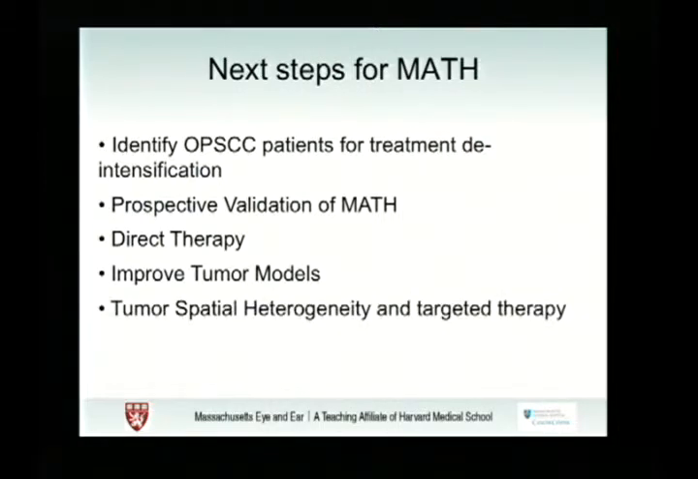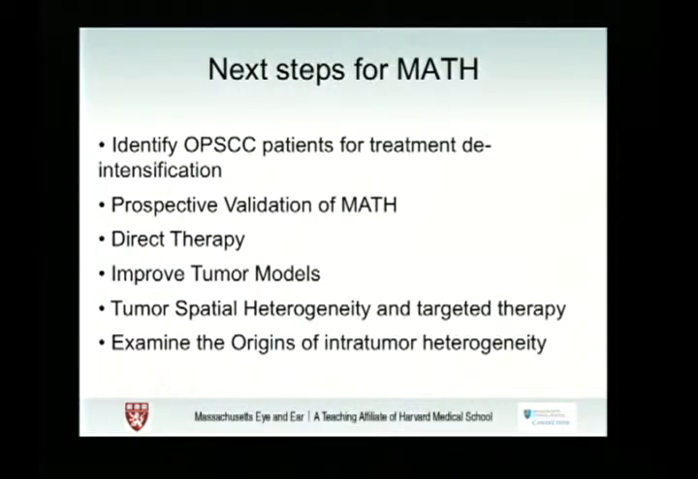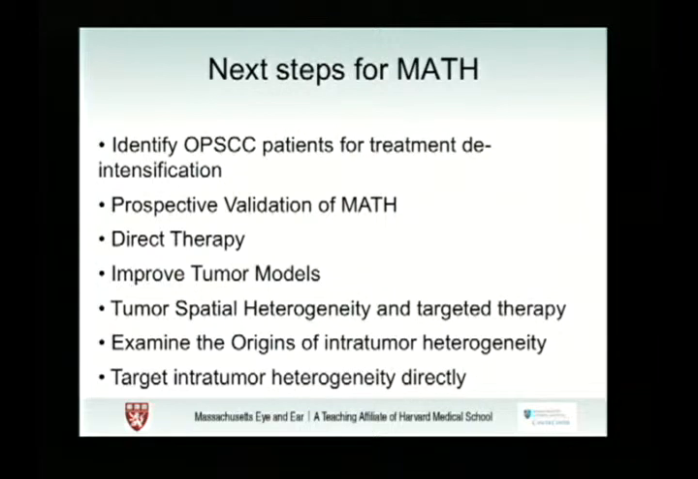Next slide. I want to talk a tiny bit about tumor spatial heterogeneity and targeted therapy. And finally, examine the origins of intratumor heterogeneity. And next, can you actually target heterogeneity? Could having heterogeneity actually be a weakness? Kind of like you can't run fast and a lion's going to get you in the jungle, you know?